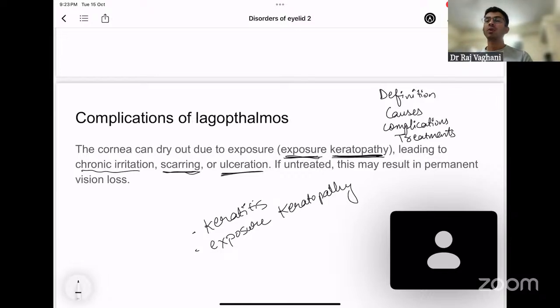So if any question comes on lag ophthalmos and you are being asked about its complications, then always remember there are two things: keratitis and exposure keratopathy.